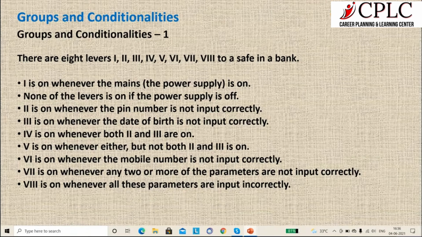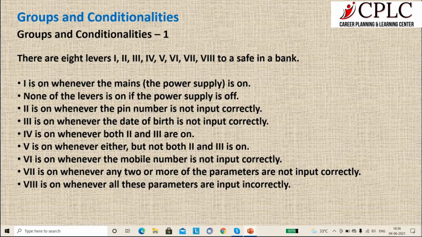Lever 2 is on whenever the pin number is not input correctly. Lever 3 is on whenever the date of birth is not input correctly. 4 is on when both 2 and 3 are on. So guys, if any one lever out of 2 and 3 is off, the fourth lever can't be on. For the fourth to be on, both the levers 2 and 3 must be on.